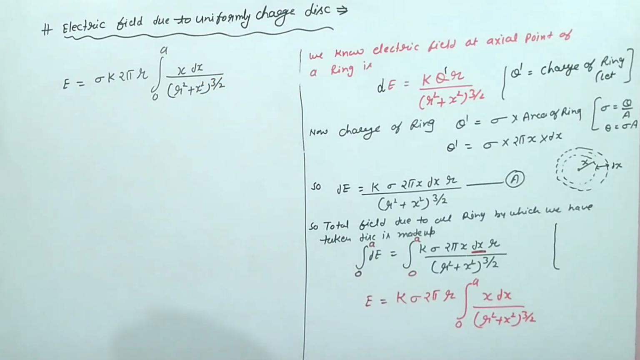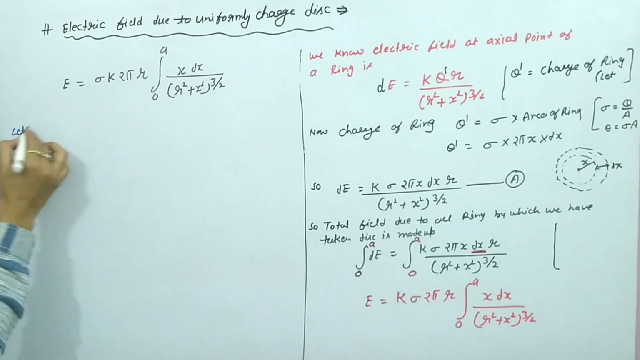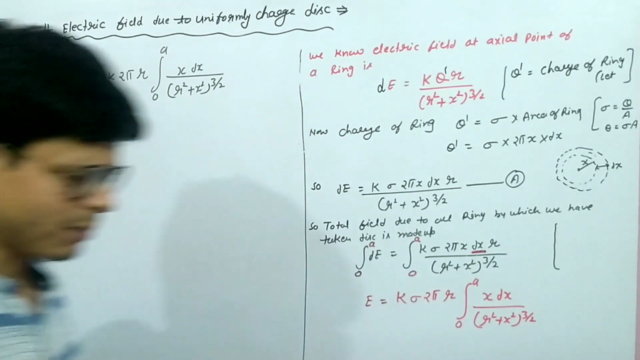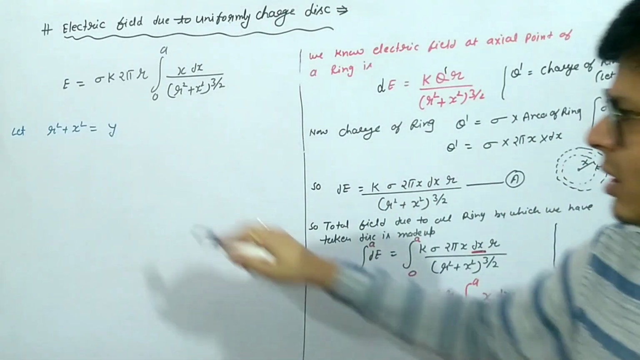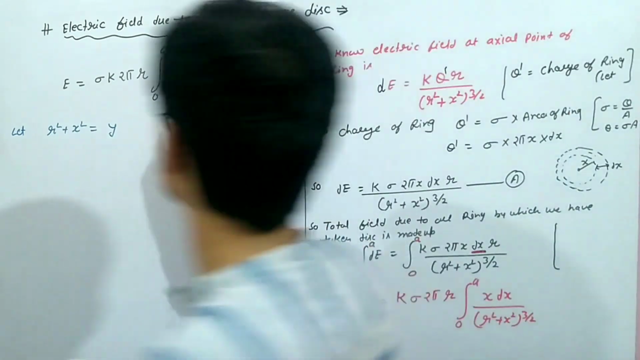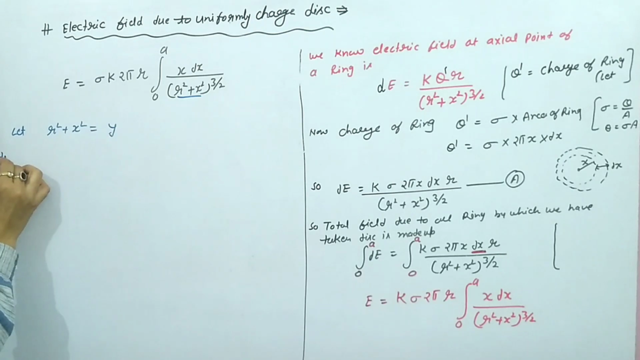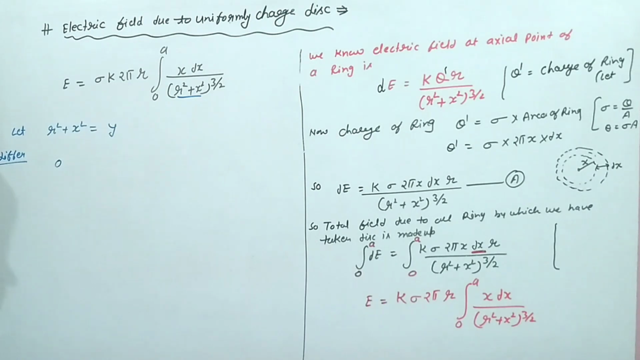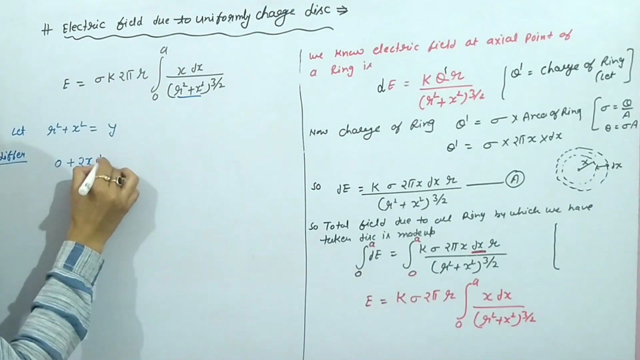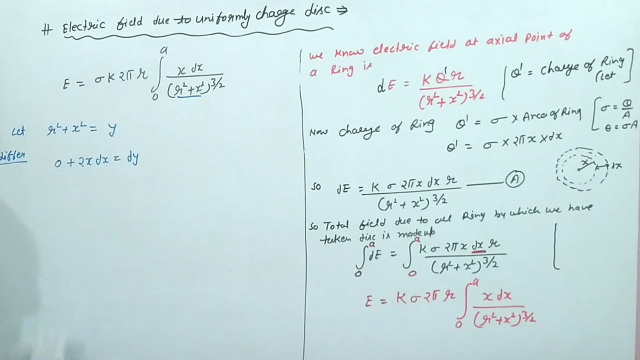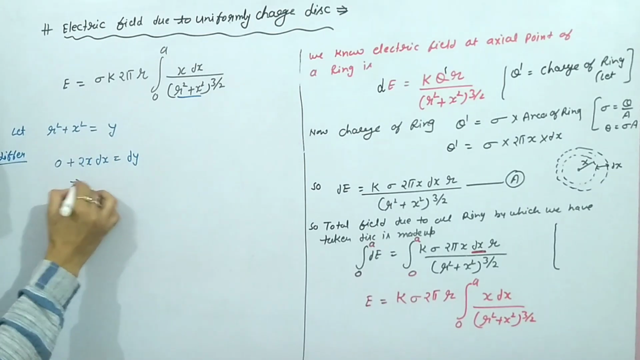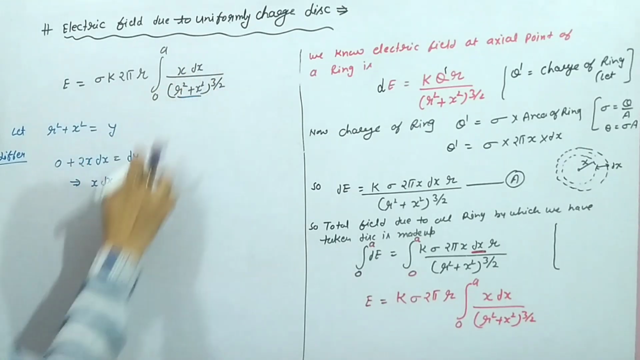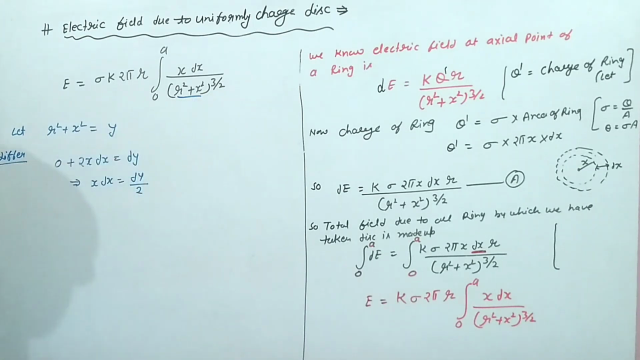So how can we solve it? We will consider like this: let r square plus x square be y. I have assumed the value of the term inside is y. Now differentiate it. When we differentiate, r is constant, its value is 0, plus 2x dx equals dy. 2x dx equals dy, which implies x dx equals dy by 2. So x dx is coming as dy by 2. This value we can put in y.